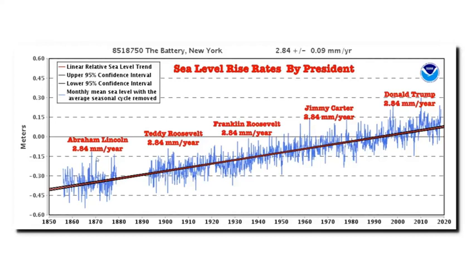Abraham Lincoln, 2.84 millimeters per year. Teddy Roosevelt, 2.84 millimeters per year. Franklin Roosevelt, 2.84 millimeters per year. Jimmy Carter, 2.84 millimeters per year. And during Donald Trump's first term, it's also 2.84 millimeters per year. In other words, there's no indication that humans have had any impact on the rate of sea level rise.